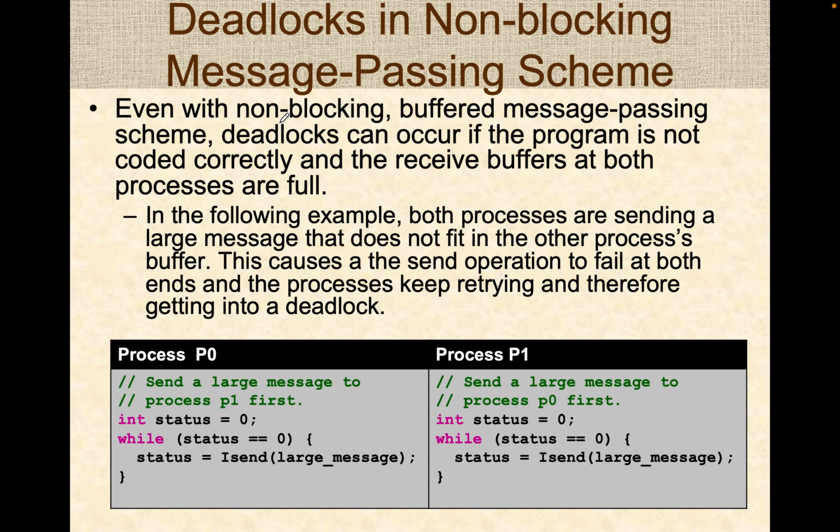Keep in mind, even with non-blocking buffered message passing, deadlocks can still occur. This occurs when process P0 wants to send a large message to this process, and process P1 wants to send a large message to this process. Then what happens is the buffers on each one of these processes, remember, every process has its own buffer, can get full, and once these buffers are full, neither of the send operations will complete, and the overall parallel process will simply appear to hang, or it'll deadlock. So still deadlocks can occur in this operation.